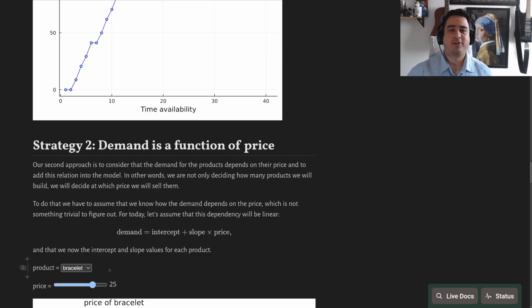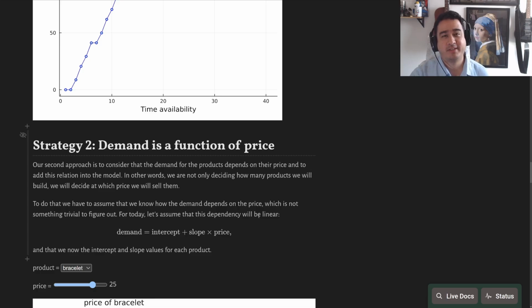So now let's look at our second strategy. The second strategy for dealing with the demand is to assume that demand is a function of the price, which it is. But we're gonna use that explicitly in the model. And that's exciting, because that's going to make our problem much harder. Although it doesn't look like it from the start, it's going to be much harder to solve.